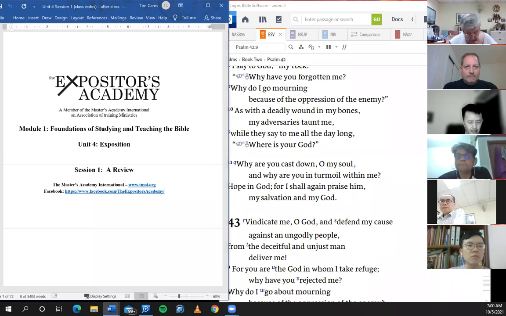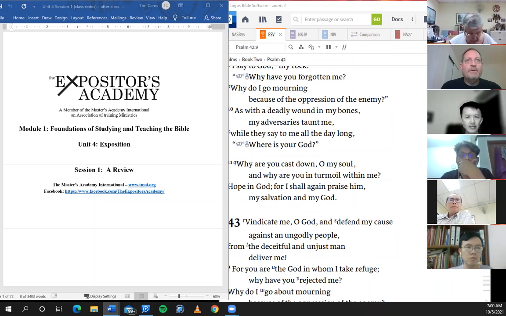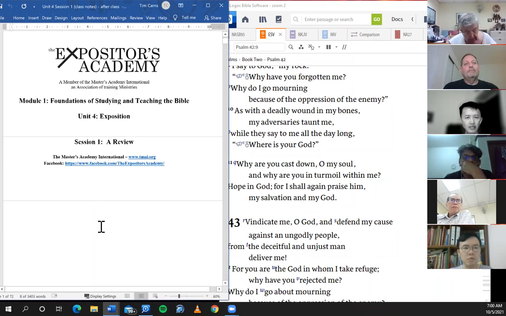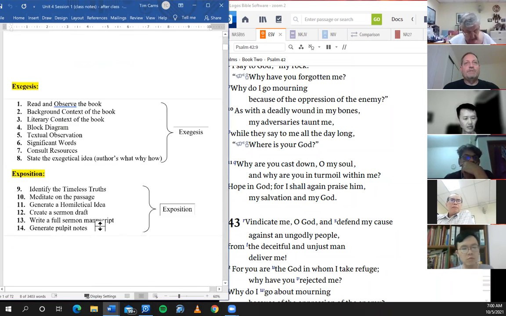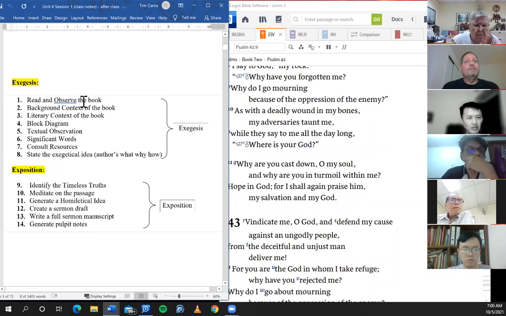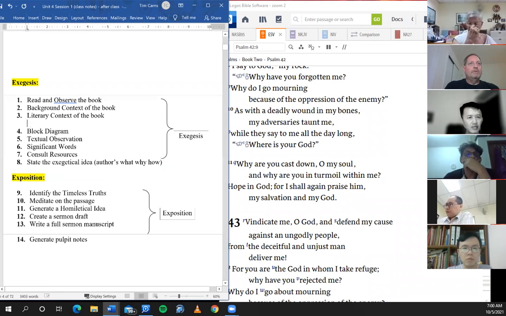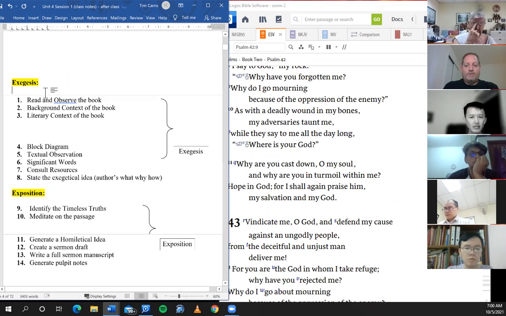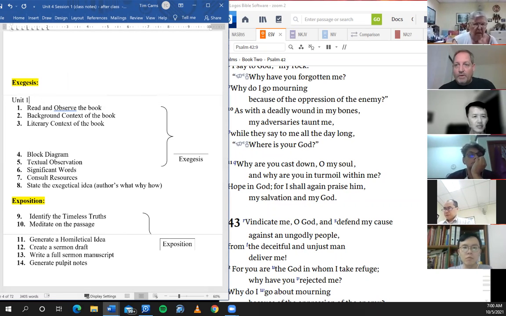What I would like to do today is we turn our attention now as we begin Unit 4. The focus will be on exposition. And just to remind ourselves of where we are, we have covered in the first 3 units all the way through step 10, actually. Our first unit, really what the focus was on was the book as a whole.